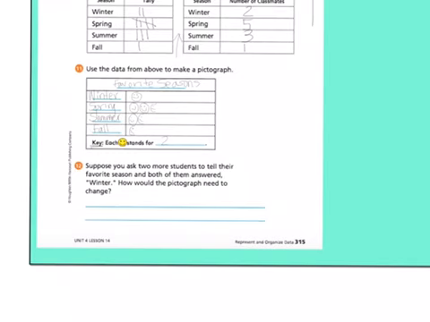And then it says, suppose you ask 2 more students to tell their favorite season. Both of them answered winter. Okay, number 12. Suppose you ask 2 more students to tell their favorite season, and both of them answered winter. How would the pictograph need to change? So we would have to put 1 more smiley face in winter, so we can write that.